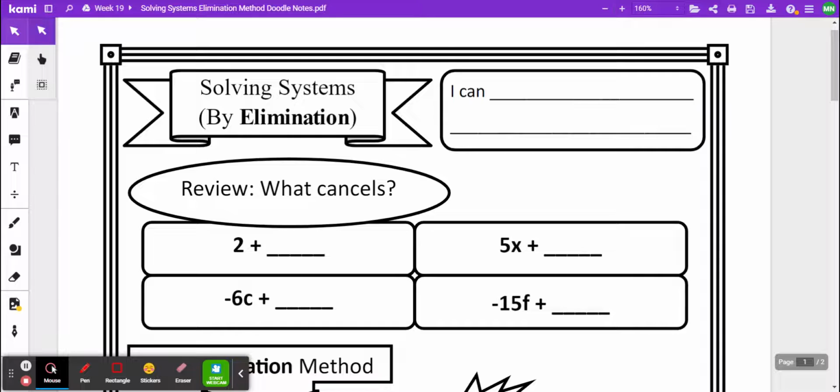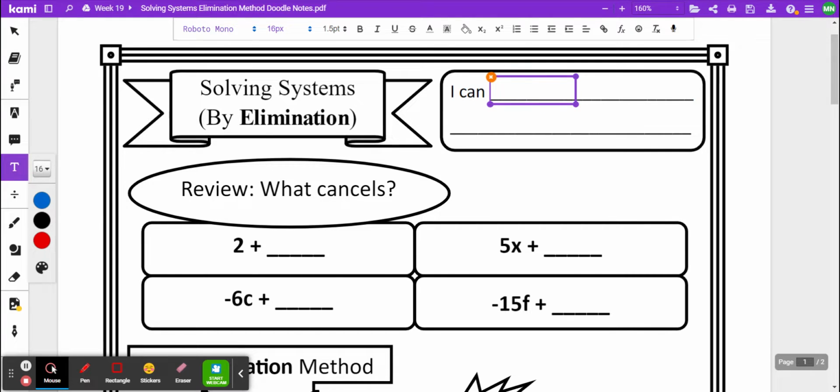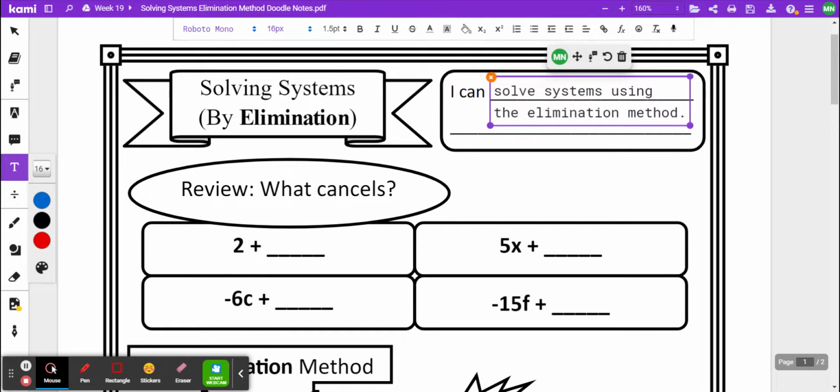You've just taken your quiz on solving systems by graphing and substitution. There is one more method. All right, so there's going to be a lot of writing on this. Sorry, not sorry. All right, so today's objective is I can solve systems using the elimination method. So the objective is that you can solve systems of equations using the elimination method.